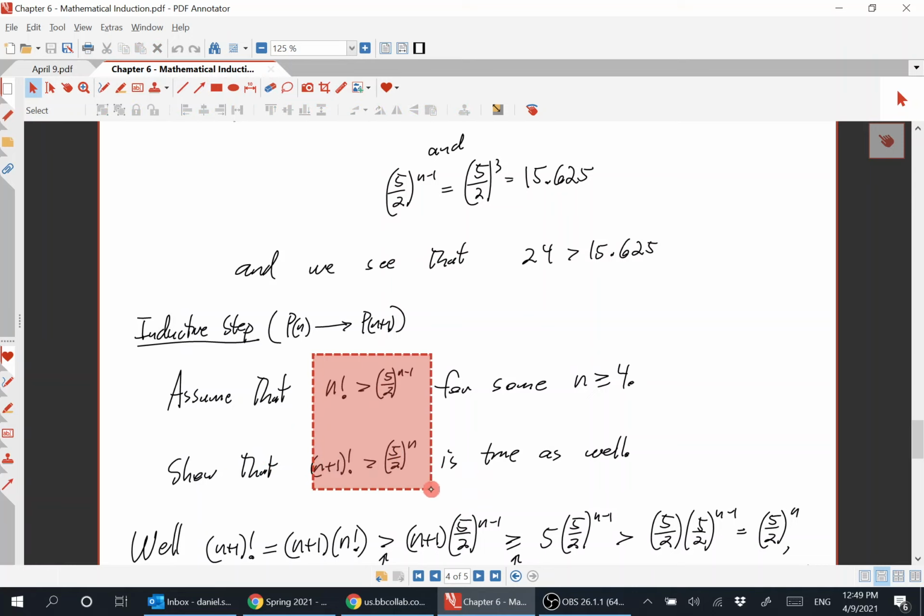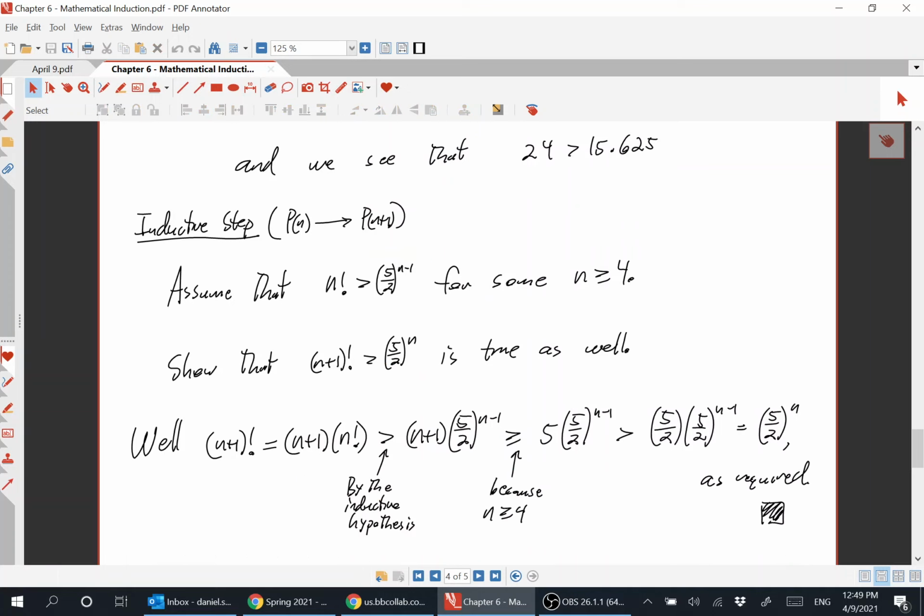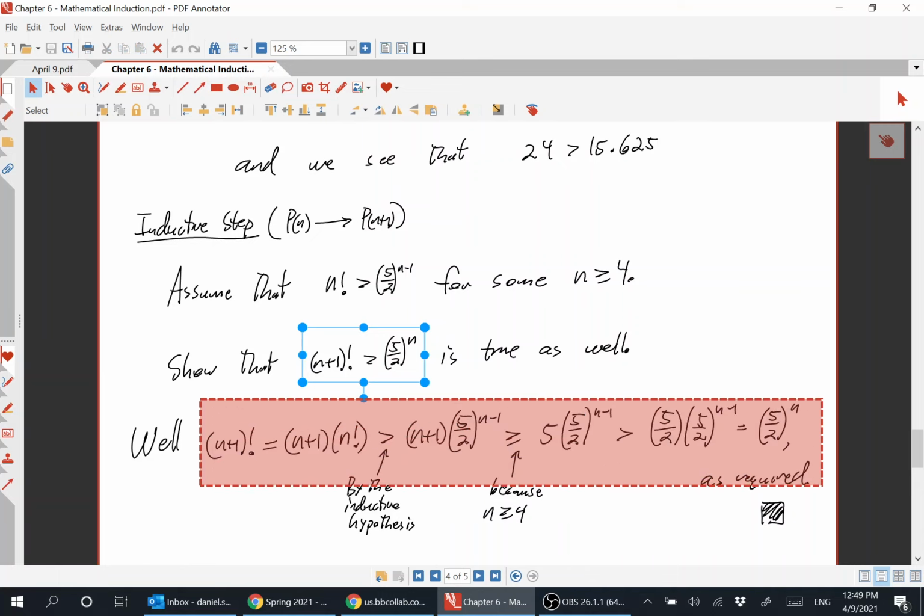What's Pn plus 1? Well, you take Pn and you replace n with n plus 1. So show that n plus 1 factorial is greater than 5/2 to the n. Show that that's true as well. All right, when proving an inequality, you must use a chain. Stacking inequalities simply does not make sense. It must be done in a chain.